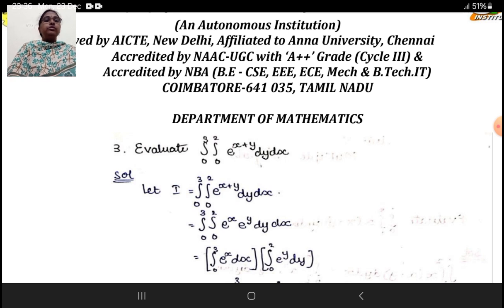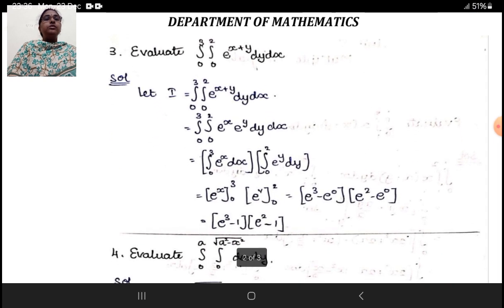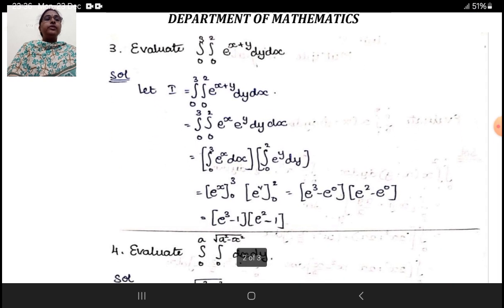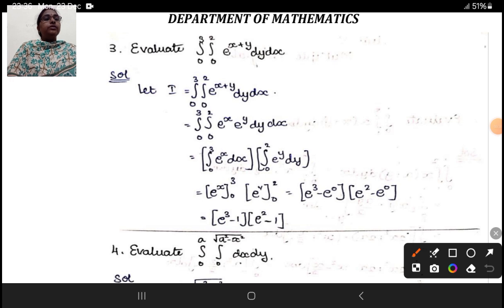Here we are going to discuss double integration. In double integration, you can check how the basic concepts work. Here we are given: evaluate the integral from 0 to 3, integral from 0 to 2, e power x plus y, dy dx.